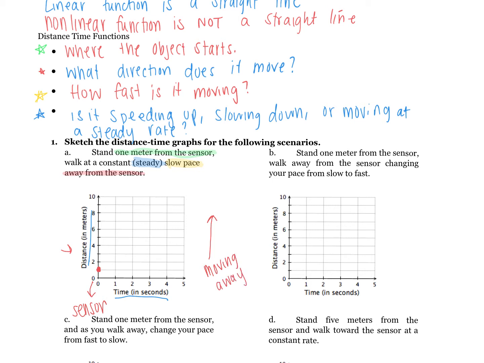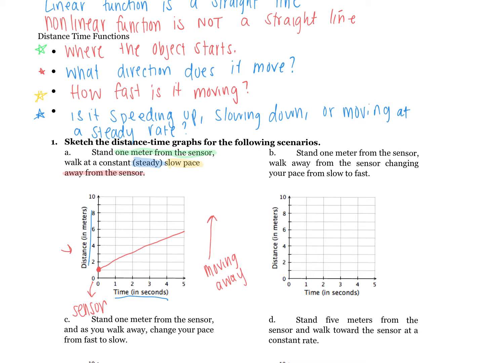Okay? And in this case, we are moving at a slow, steady pace. So what this would look like, remember, steady, and all steady means is just a straight kind of constant line. So I am moving at a slower, steady rate. So this is what the graph would look like if we were to be doing this in school. But you can do it without the sensor actually being in front of you. You just have to think of it, okay? So let's do the next one.